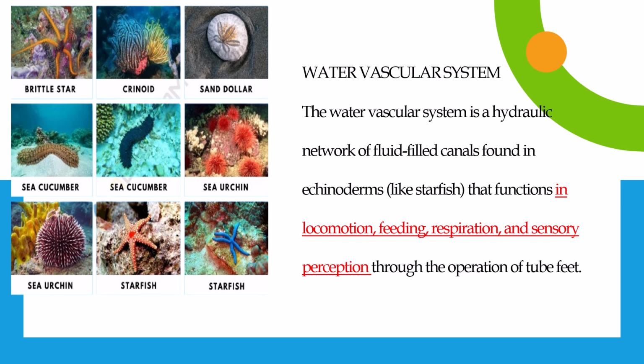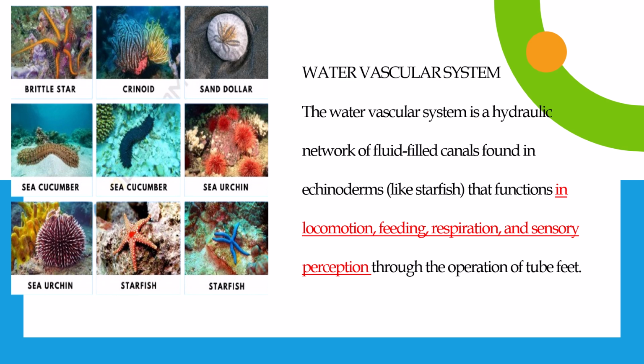What is a water vascular system? The water vascular system is a hydraulic network of fluid-filled canals found in echinoderms. Yesterday we discussed the different kinds of echinoderms like sea stars, sea urchins, sea cucumbers, sand dollars, brittle stars, etc. In these organisms, this special type of vascular system called the water vascular system is present, which is also called the ambulacral system. Its main function is to help in locomotion, feeding, respiration and sensory perception through the operation of tube feet.